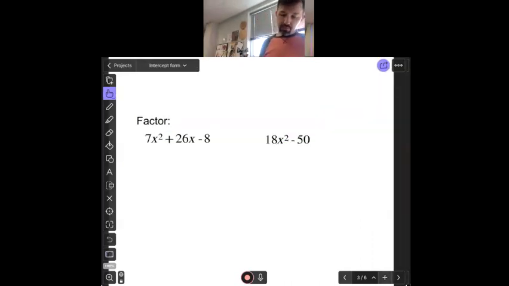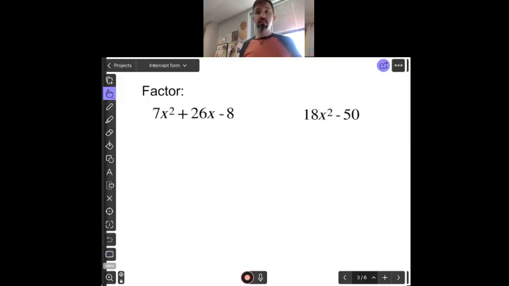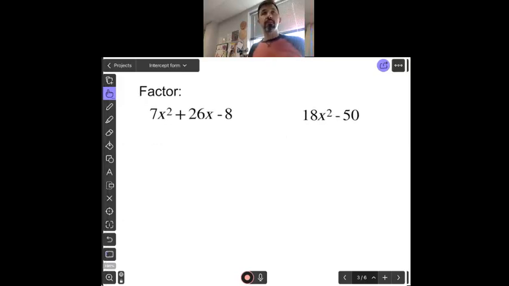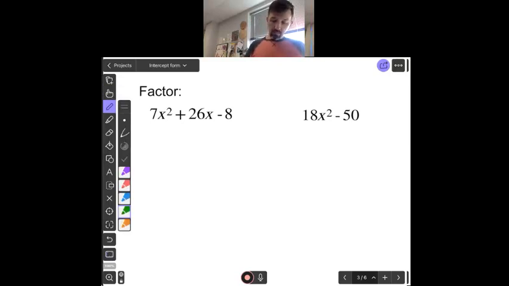A couple more. Always look to see if there's a GCF first. 7, 26, and 8. 7 does not go into 26. Okay. Nothing. So there's nothing in here to do as far as GCF. They don't all have x's or anything like that. Okay. So then I see 3 terms, which means I should try AC.